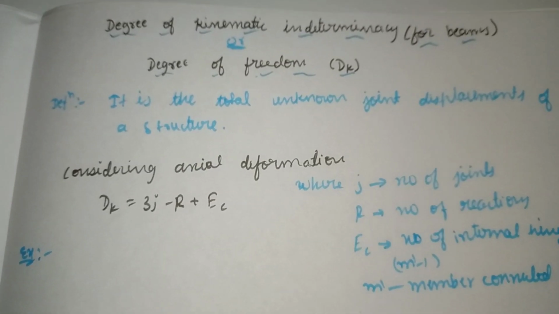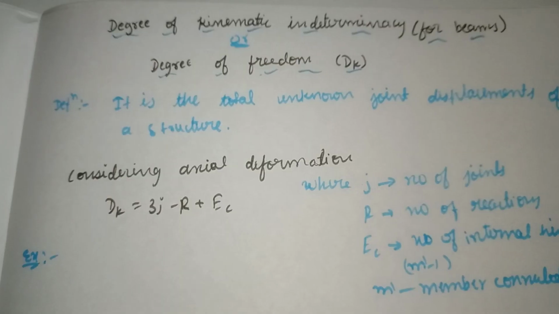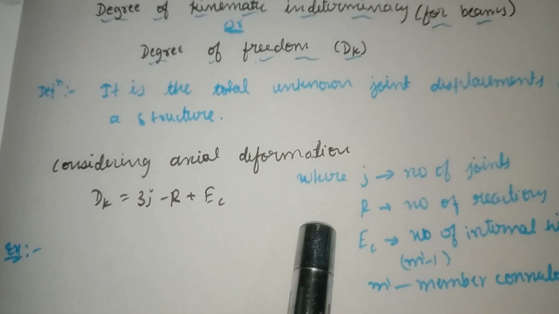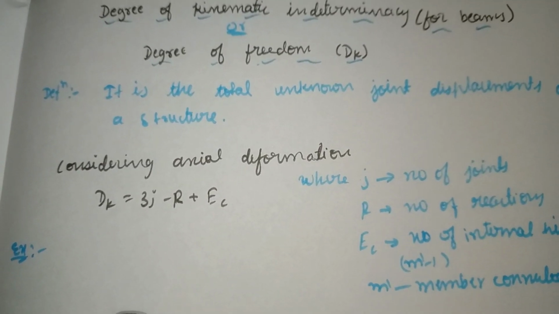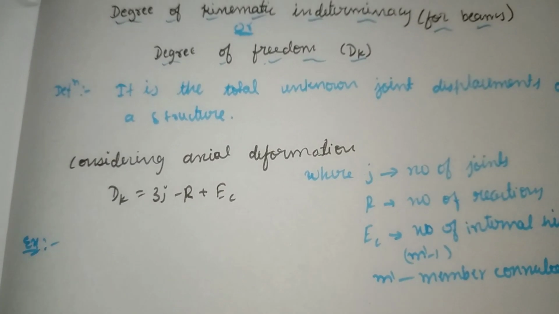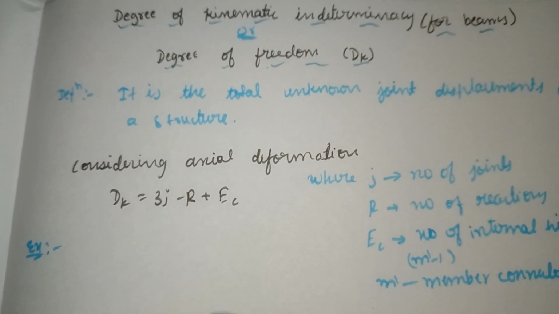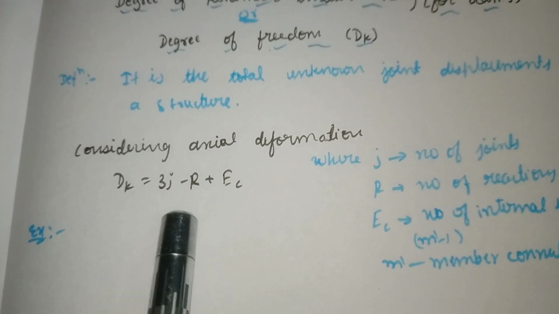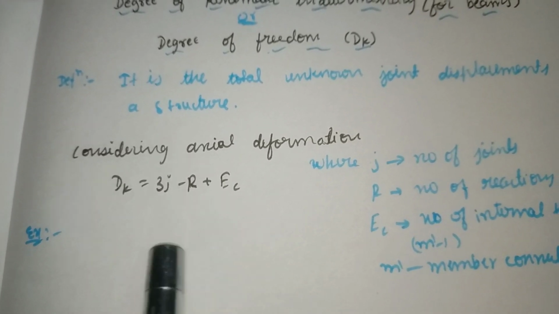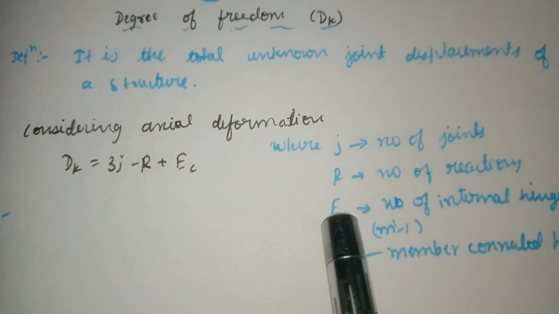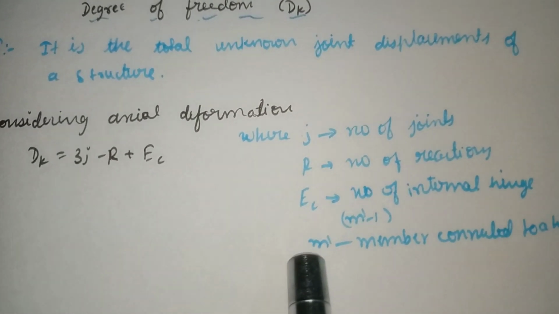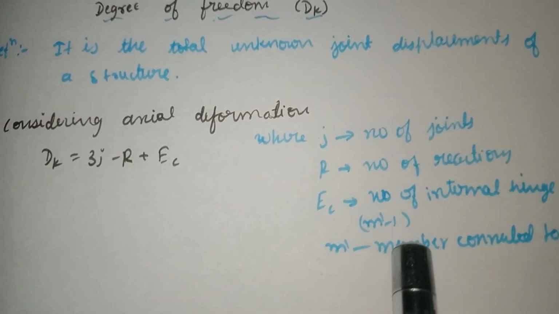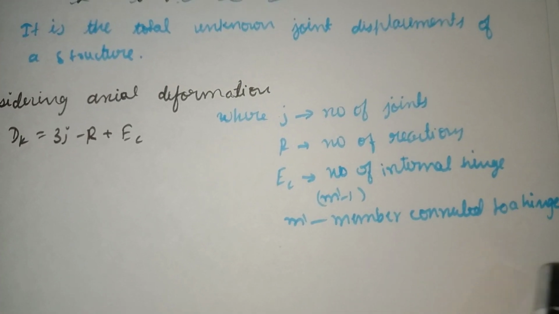In degree of kinematic indeterminacy there are two types. We can solve the problems for beams with considering the axial deformation and without considering the axial deformation. In this video we will solve the problems considering the axial deformation. For that we have the formula Dk = 3j - (r + ec), where j is, as usual, the number of joints, r is the number of reactions, and ec is the number of internal hinges. For that we have the formula m' - 1, where m is the number of members connected to a hinge.